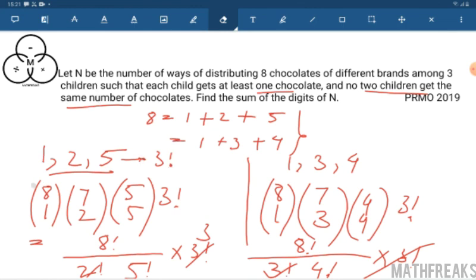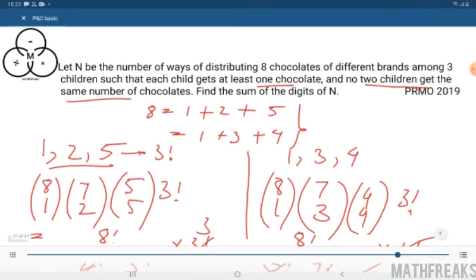And distributing to the first child, we're having 8 chocolates, selecting 1 chocolate, we're left with 7 chocolates, selecting 2 chocolates, we're left with 5 chocolates, selecting 5 chocolates. If you just multiply it, you will get this, multiplied by this 3 factorial ways. This is the next case. This is also multiplied by 3 factorial. You'll get the ultimate answer.